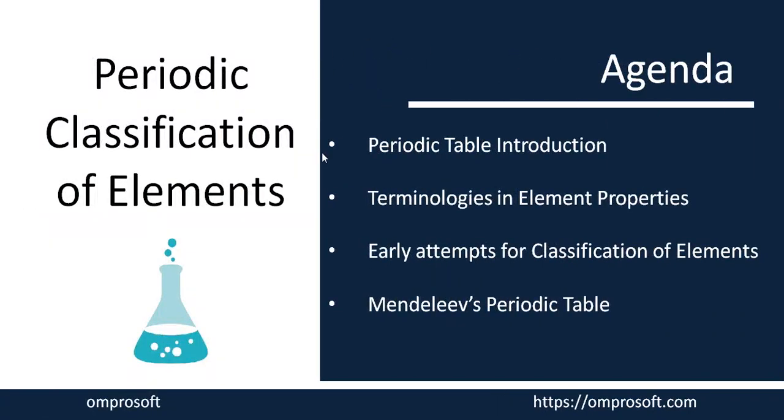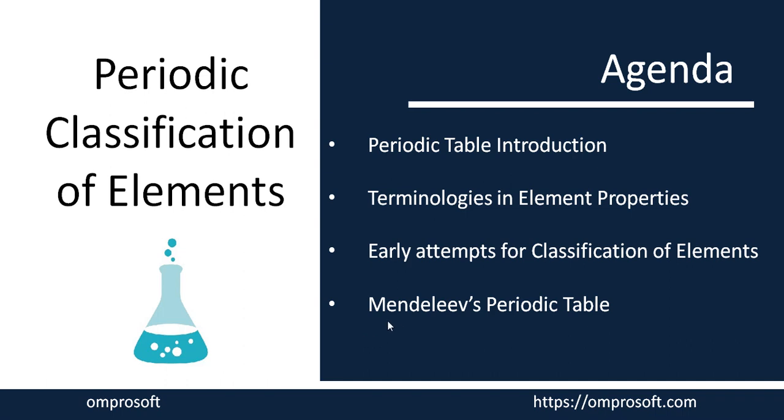Here they are. First one, periodic table introduction, in which you get knowledge about what is the periodic table, why we need it. Next one, terminologies in element properties, which include what is atomic number, what is atomic mass, what are isotopes, and valency as well. Next one, early attempts for classification of elements, which includes Dobereiner's law of triads and Newlands' law of octaves.